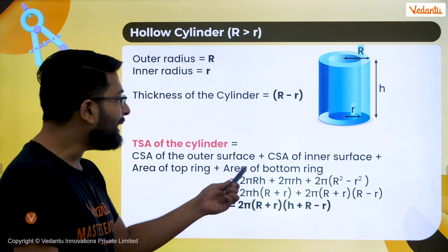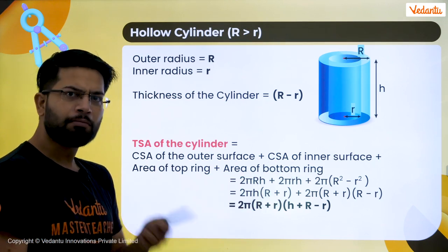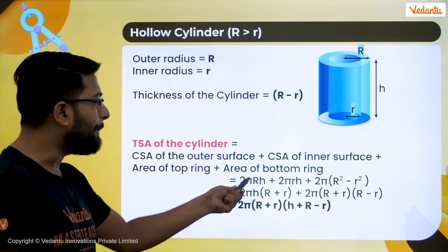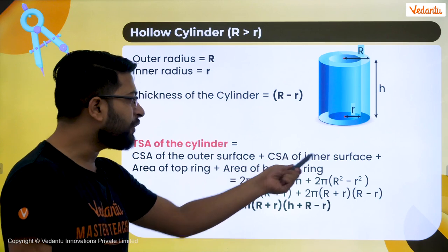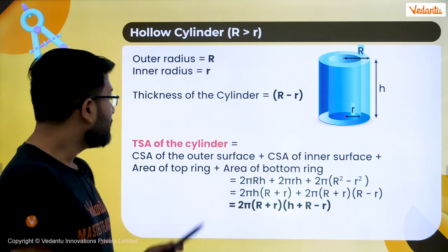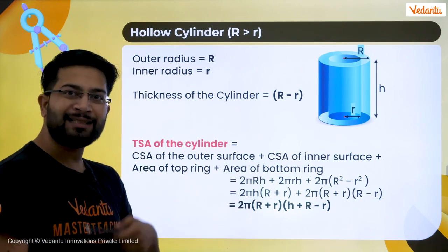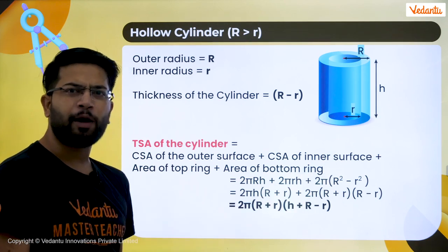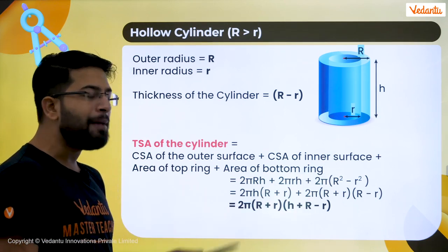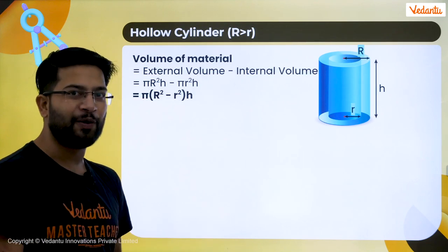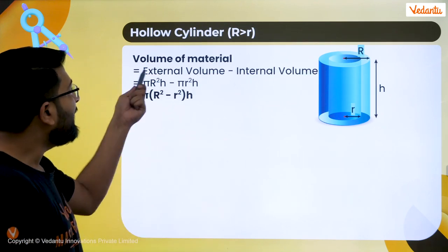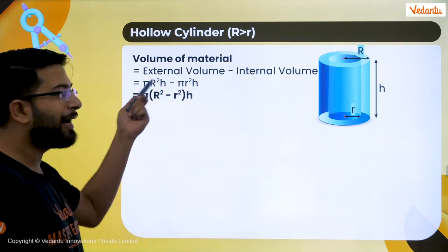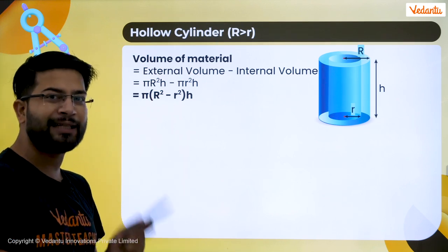And the area of the bottom ring will be the same, and that is why the CSA of the outer surface is 2 pi capital R H, the CSA of the inner surface with the small r, and the area of the top and bottom rings are the same. That is why 2 times pi capital R square minus small r square. So champ, we don't have to memorize these formulas, we can simply write them, right? Now the same with the volume: external volume minus internal volume, pi capital R square H minus pi small r square H. I hope it is clear.